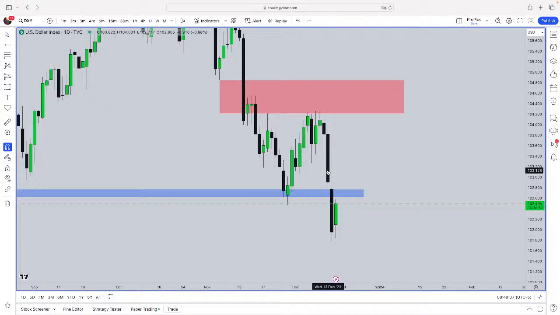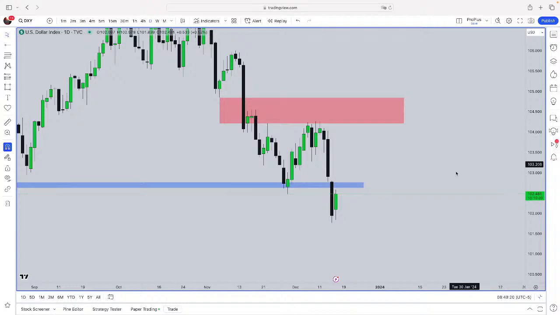I used to get in before, so the advanced ICT breaker, where you're anticipating the breaker to happen. But I prefer getting in on just the normal breaker.